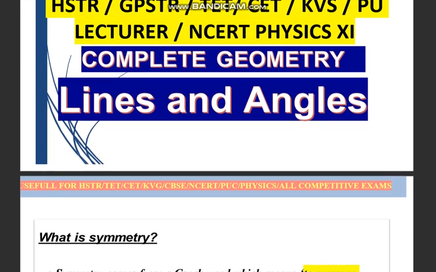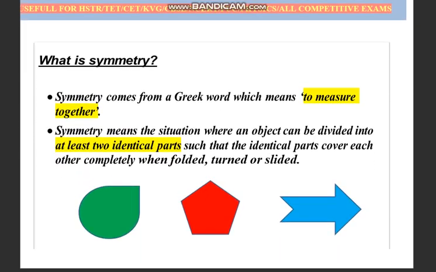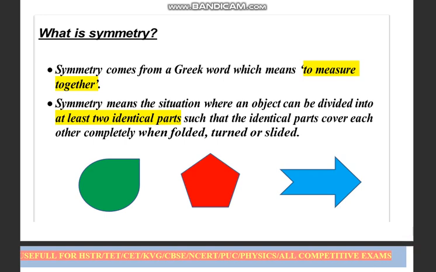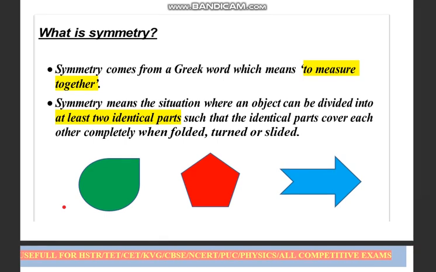Let's begin. So what is symmetry? Symmetry comes from a Greek word which means to measure together. Symmetry means that situation where an object can be divided into at least two identical parts such that the identical parts cover each other completely when folded or turned or slided.